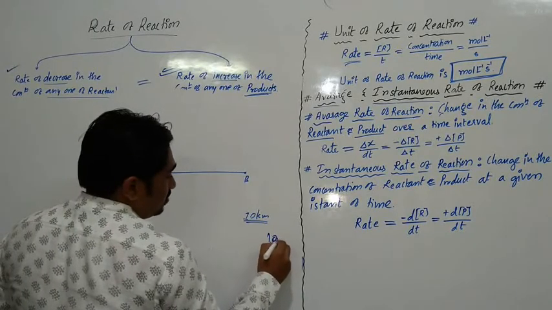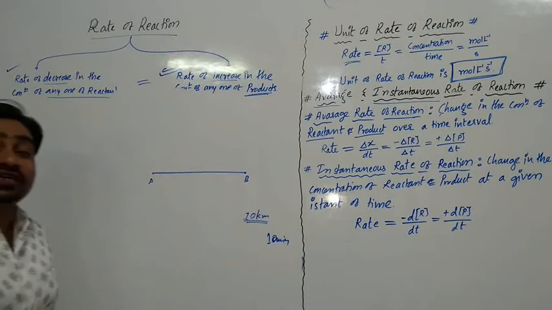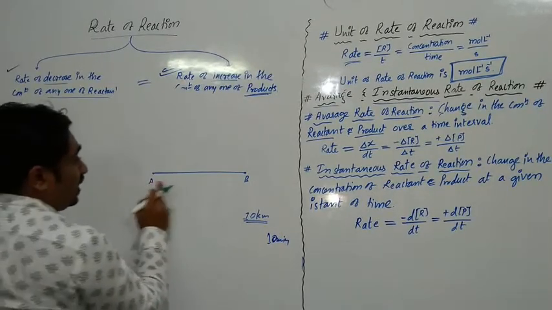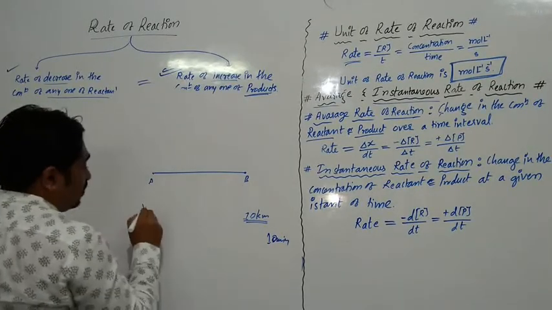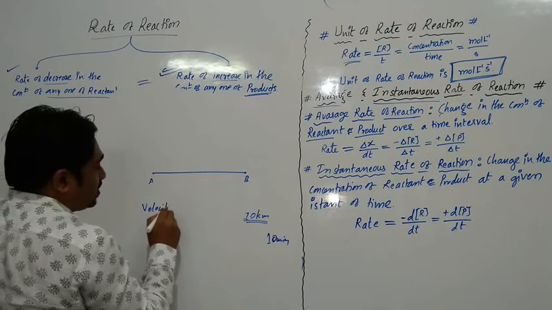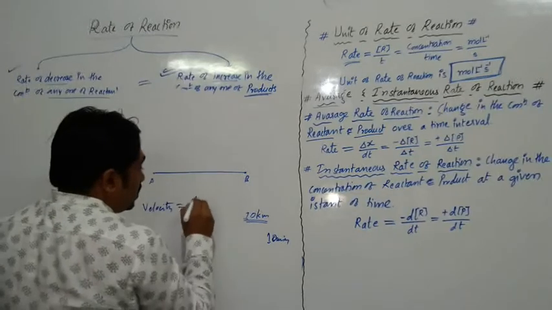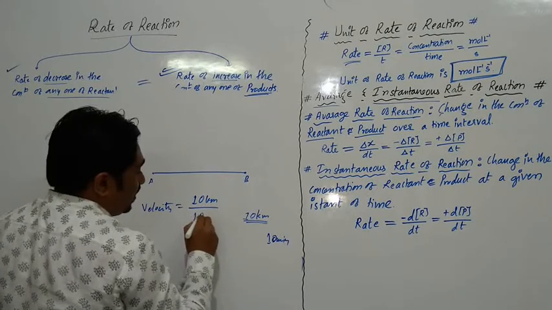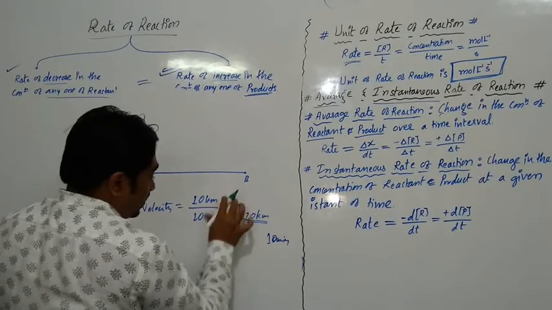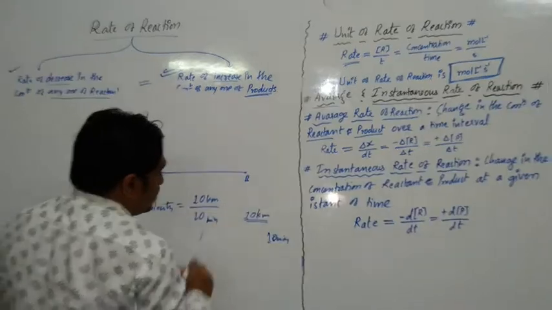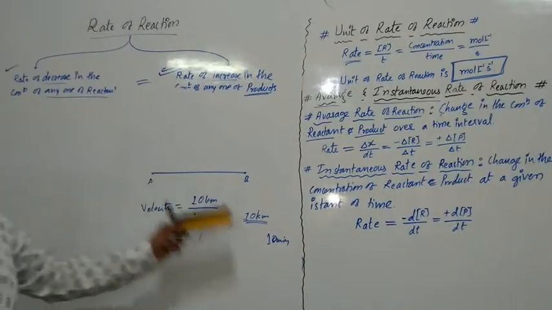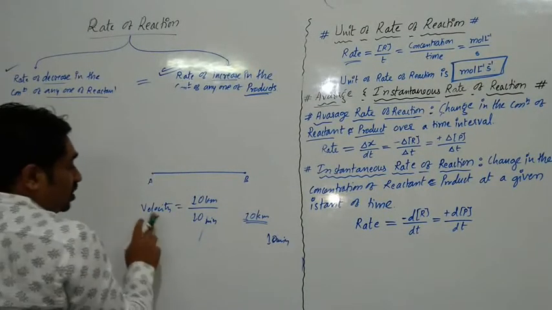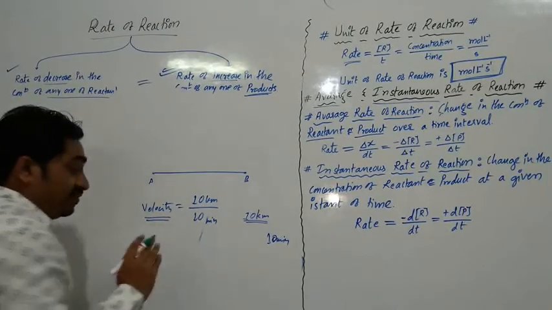10 minutes. The vehicle has taken 10 minutes from A to B. So velocity is equal to what? Velocity of that vehicle is equal to the distance covered by the vehicle divided by time taken by the vehicle. So 10 minutes. So this velocity, what does it become? The velocity of this vehicle can be called as average velocity.